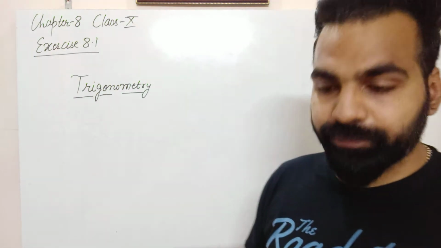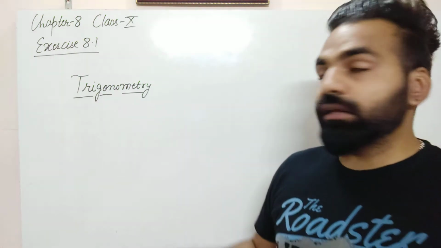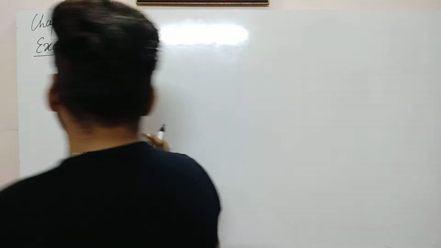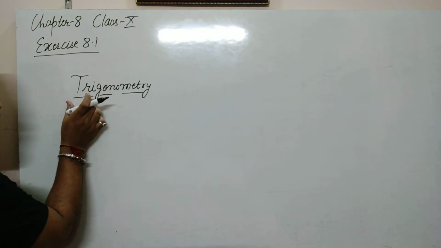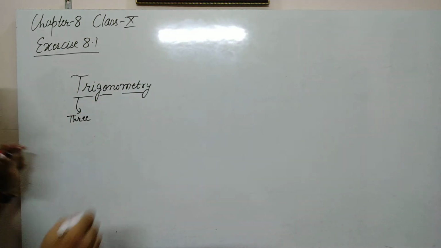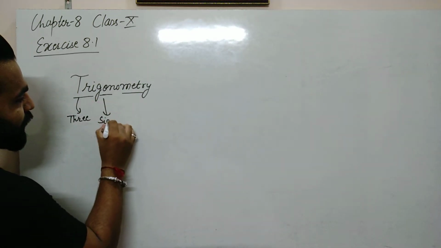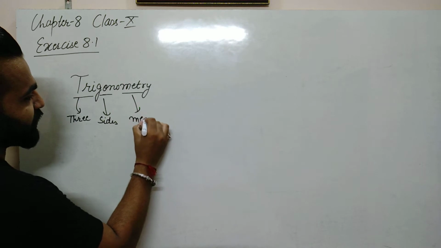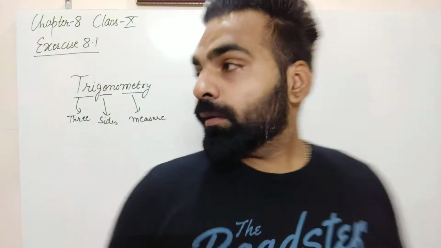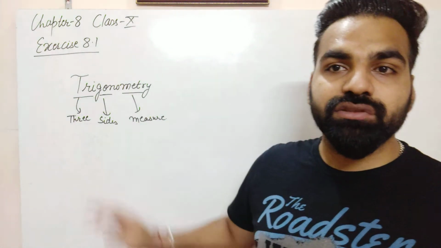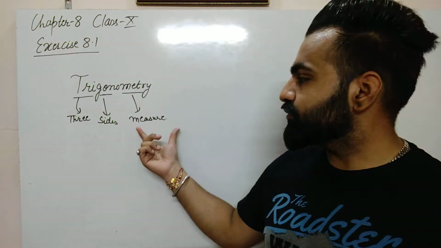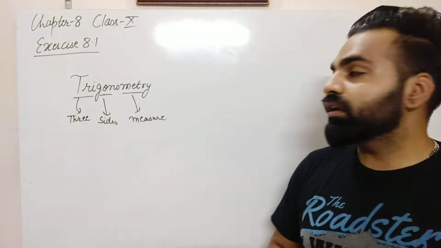It is a very important chapter. So let's start the chapter. The name is trigonometry, so let us discuss the meaning of the name first. Here the word "tri" means 3. "Gon" means sides and "metry" means measure. So basically the meaning of trigonometry is measure of the sides of a triangle. In a triangle there are 3 sides, so we will have to measure the sides of the triangle.